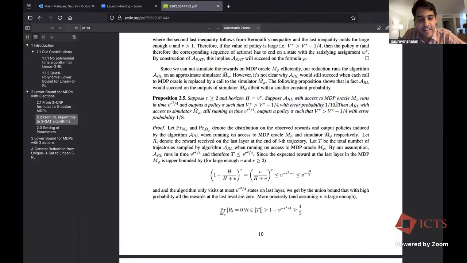Anyways, the summary of this whole thing is that we cannot solve linear RL efficiently. In other words, the linear RL assumption is not enough to justify efficient RL.